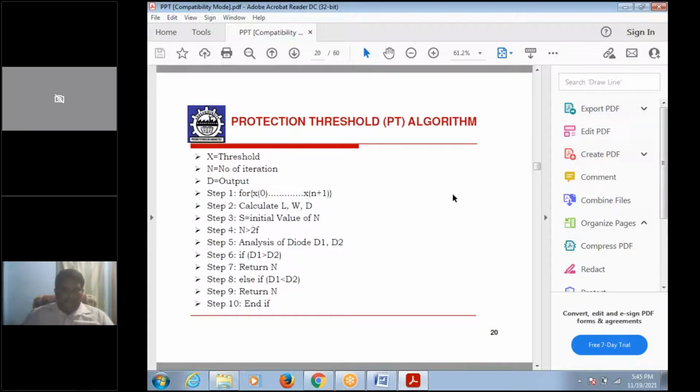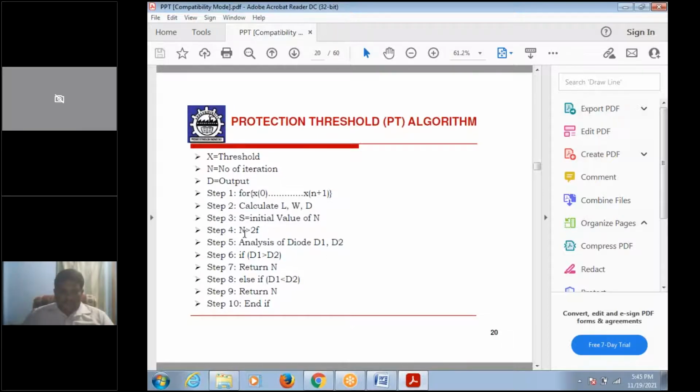This is the algorithm I designed, and there is one more algorithm. The first algorithm is the test code. The test code is what I chose for the diode operations, so I decide the test code operations for each and every diode. In the diode test code operations, we consider the number of iterations. We can calculate x0 to xn, where n is the number of diodes and d is the output. Therefore, calculate the length, width, and the dimension.